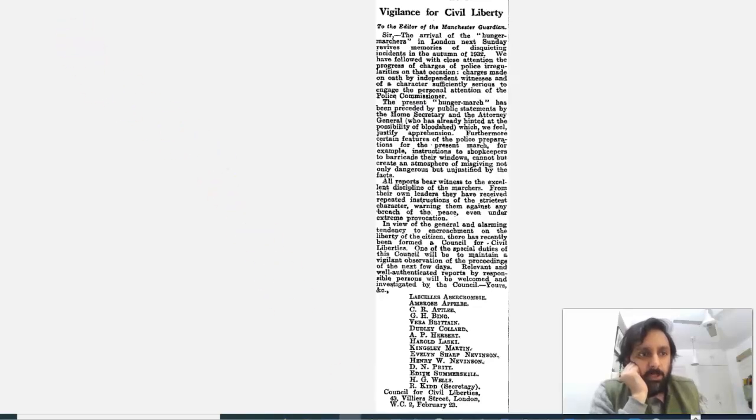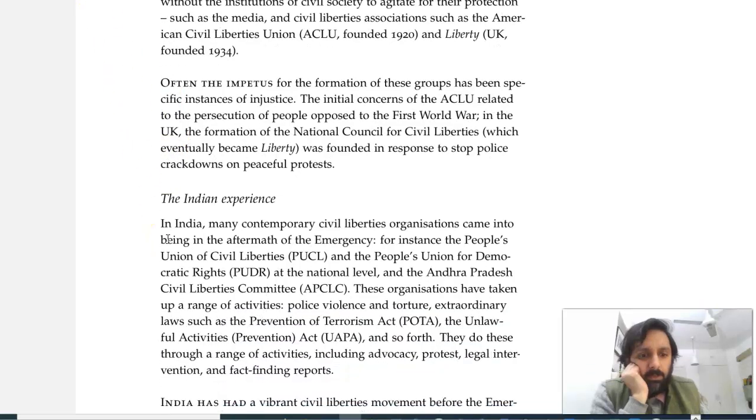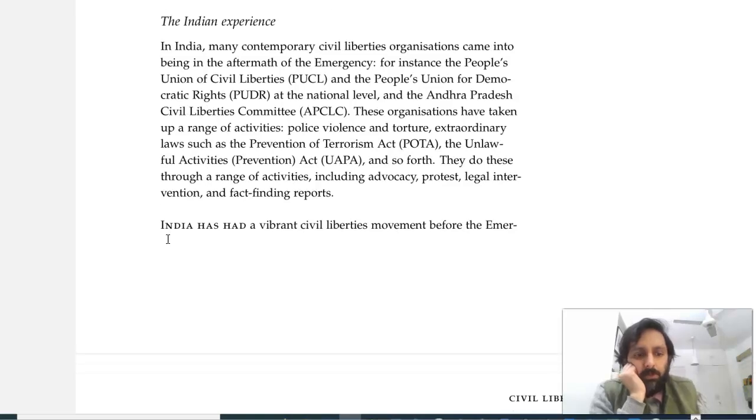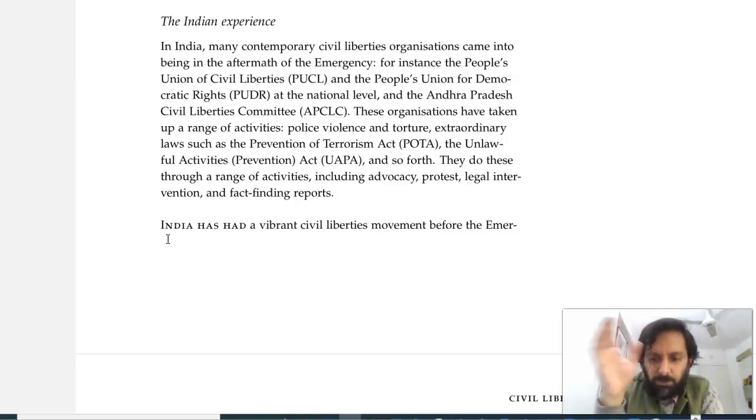Let me take you to the Indian context. The current understanding of the history of civil liberties organizations in India has been shaped in the aftermath of the Emergency, and there's a renewed interest in documenting the Emergency. So if you go online, you'll find a bunch of original documents on the Emergency. There are recent books written, for instance, by Christophe Jaffrelot, which will give some context within which these were formed.